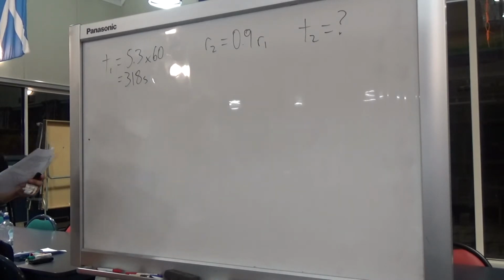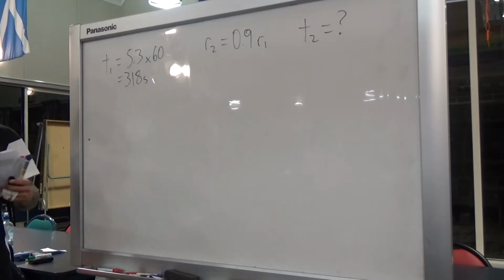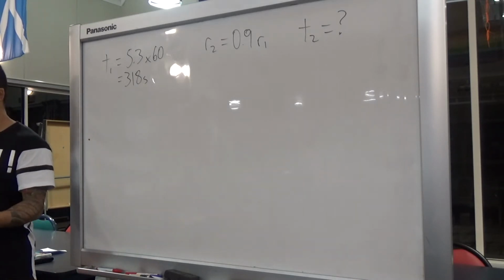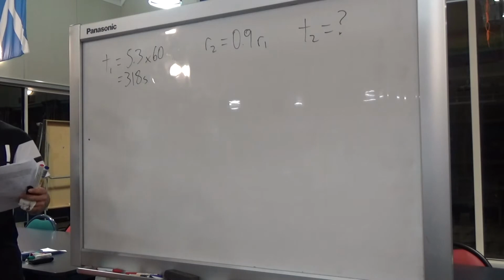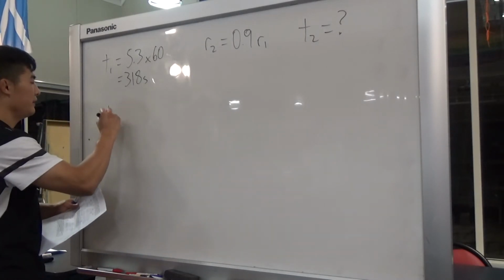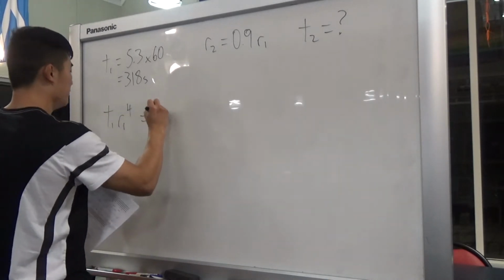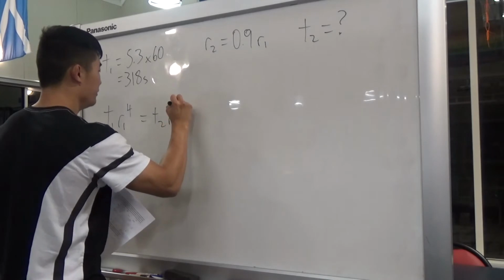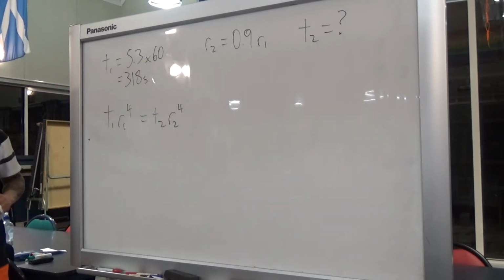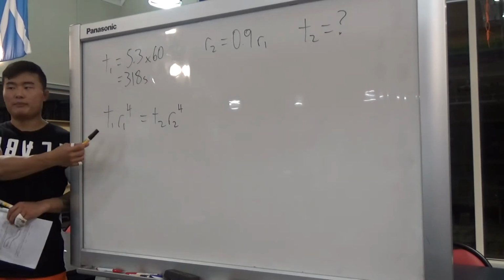So the only things that are changing here are the time and the radius. So this is exactly the same as the last problem. We're just going to skip to the part where we had T1 times R1 to the 4th power is equal to T2 times R2 to the 4th power.